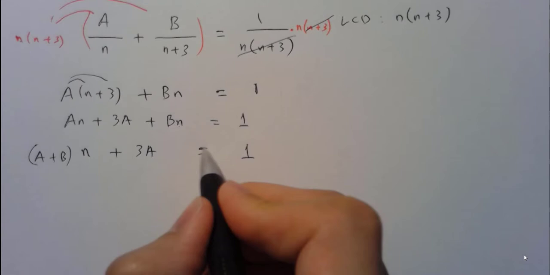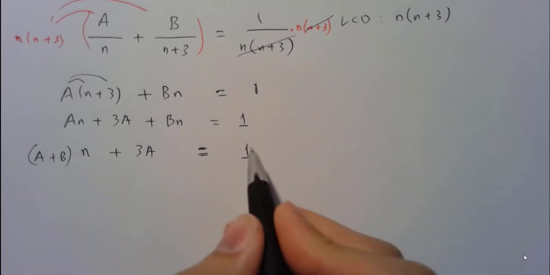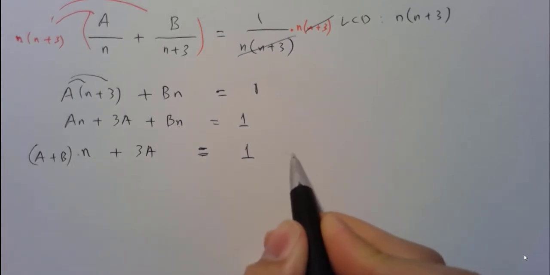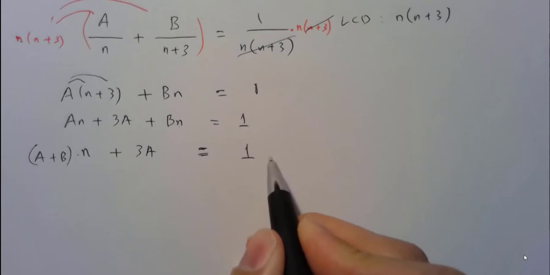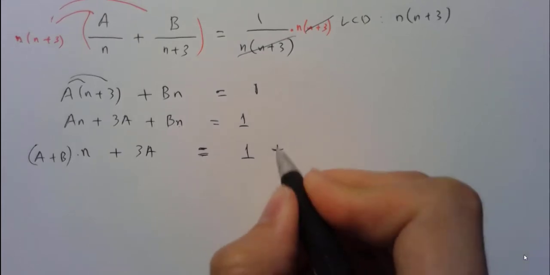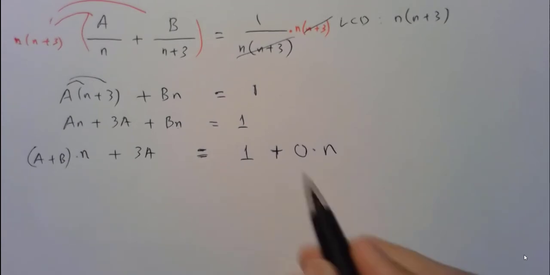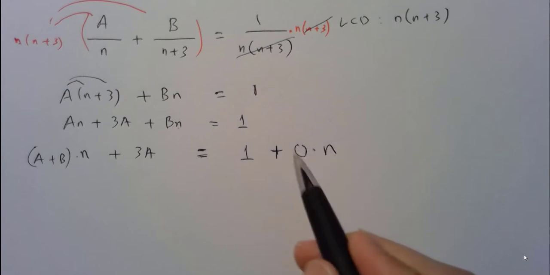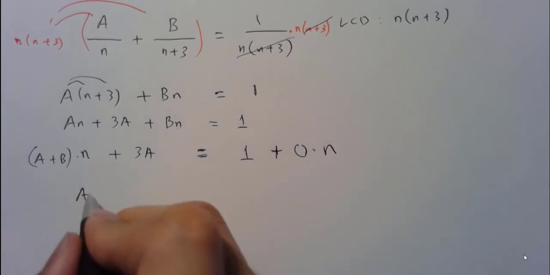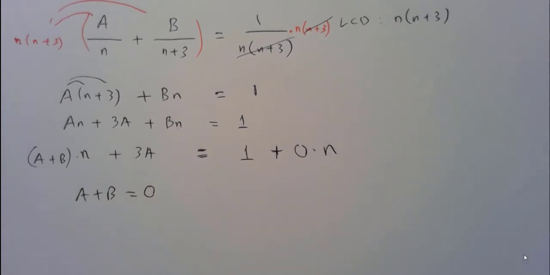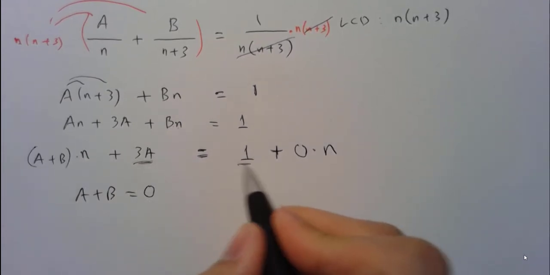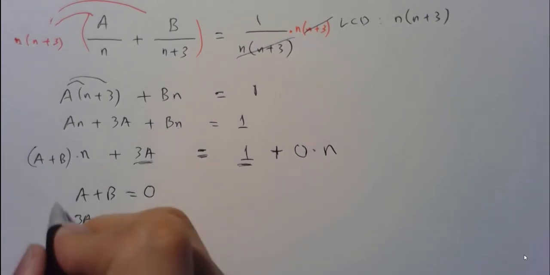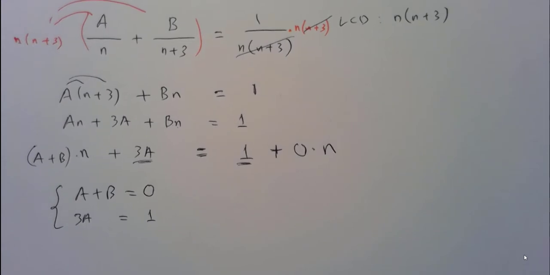Now, because we have the equal sign here, that means the left hand side and the right hand side are equal. We see that this is the variable n. We don't have any n here. That means the coefficient of that n should be 0. So 1 is the same thing as 1 plus 0 times n, right? Because 0 times n is 0. 0 plus 1 is 1. So in front of the n, the coefficient is 0. That means a plus b has to be equal to 0. And then this is the constant. The constant and the constant, they have to be equal. So 3a has to be equal to 1. So this is the requirement for you to solve for a and b.